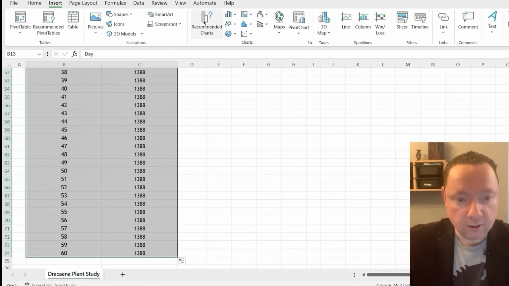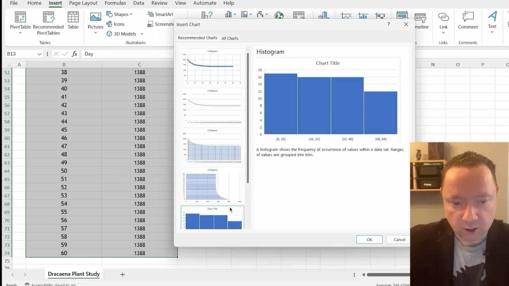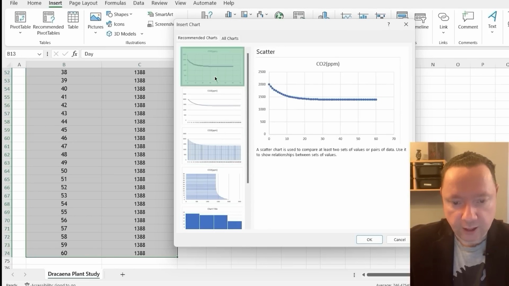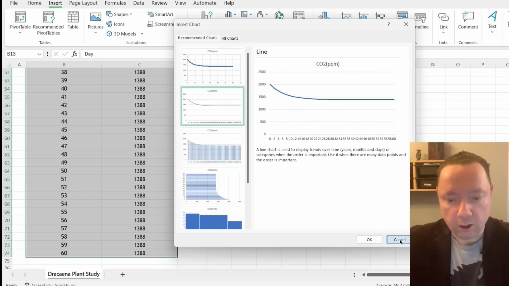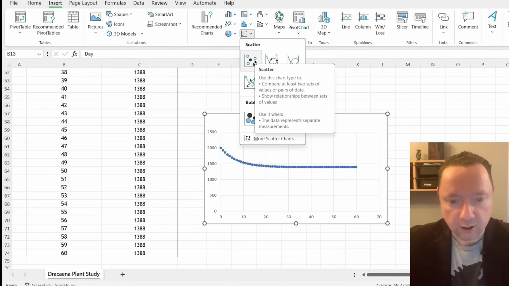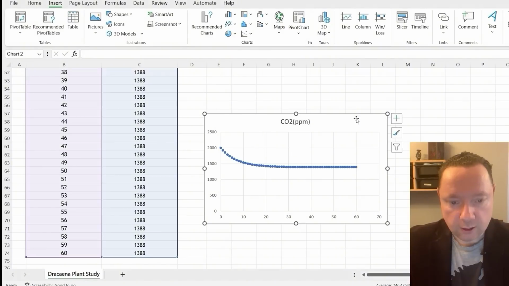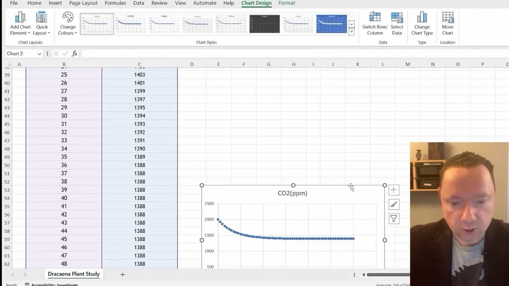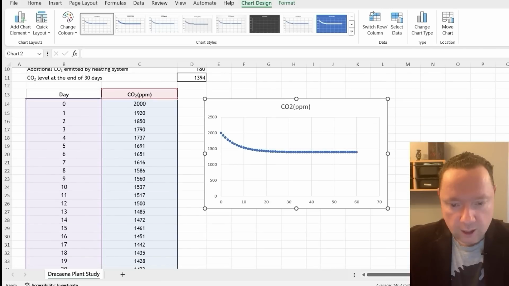Insert recommended charts and just pick one that looks good. Don't pick one of these bars, that's not going to help. But one of these is fine. You've either got the scatter or the line. Or if you don't go to insert, you can just go here and click charts and then just click scatter and pick the one that you like the look of. So there we get our scatter. Let's just move this up so we can see it next to the table better and we can work on it. And let's make it a little bit bigger.